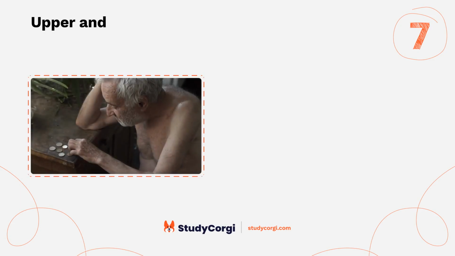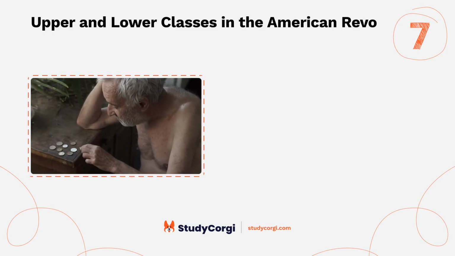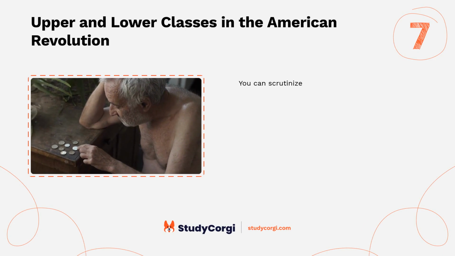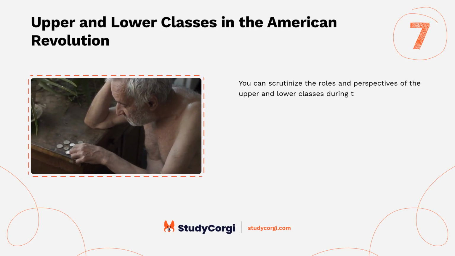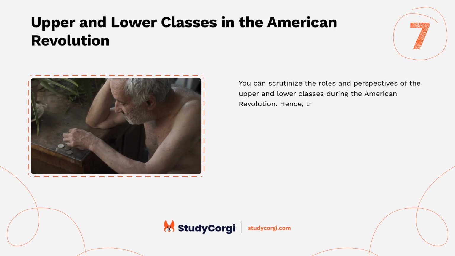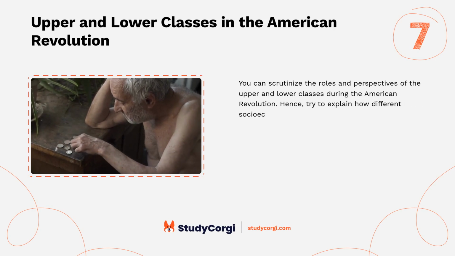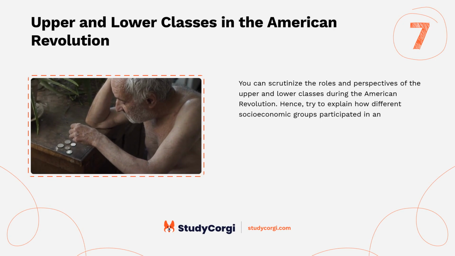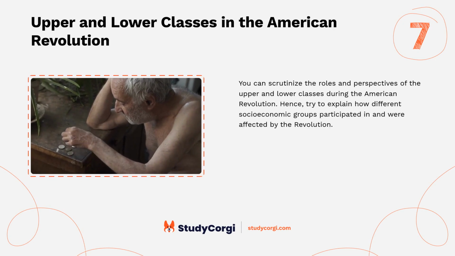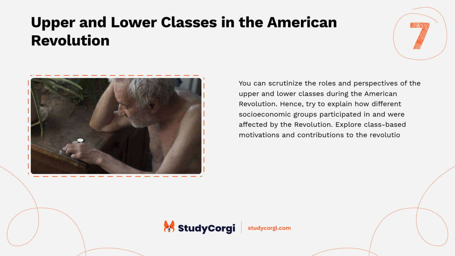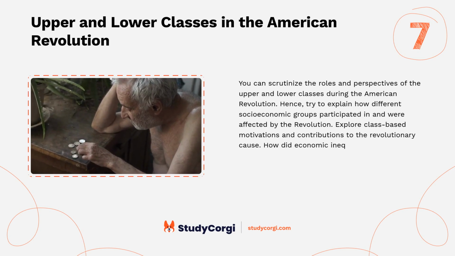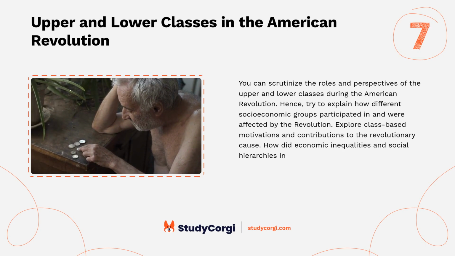Upper and lower classes in the American Revolution. You can scrutinize the roles and perspectives of the upper and lower classes during the American Revolution. Hence, try to explain how different socioeconomic groups participated in and were affected by the Revolution. Explore class-based motivations and contributions to the revolutionary cause. How did economic inequalities and social hierarchies influence class-based motives?